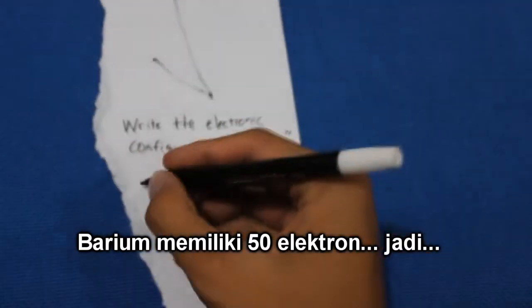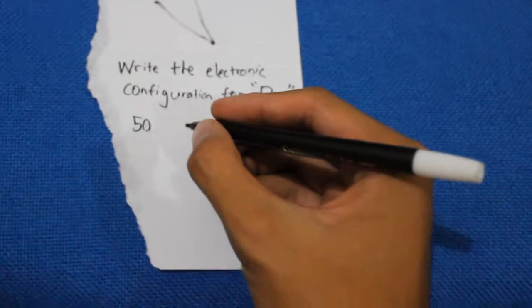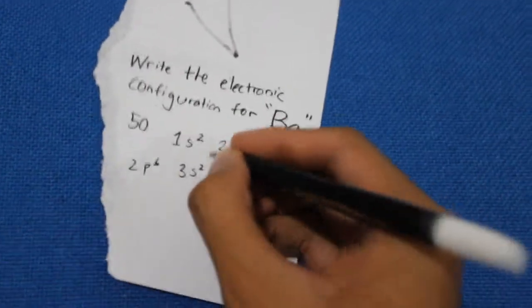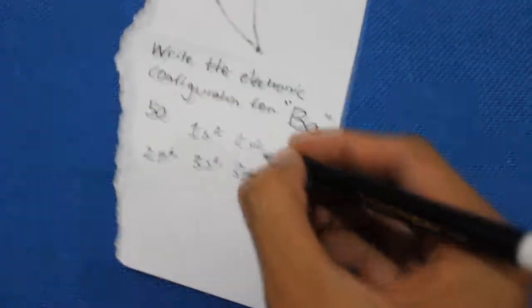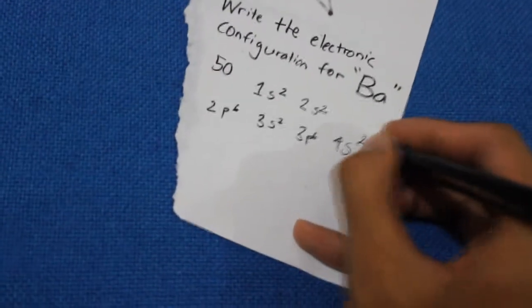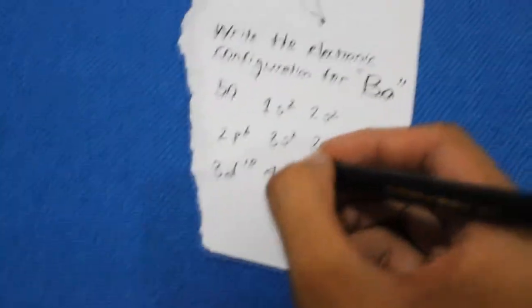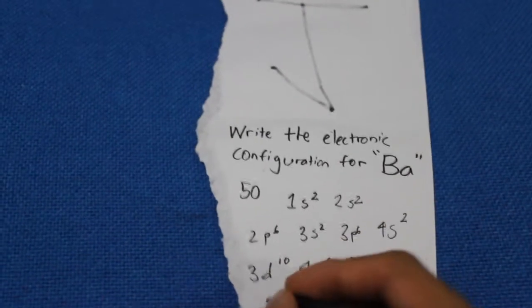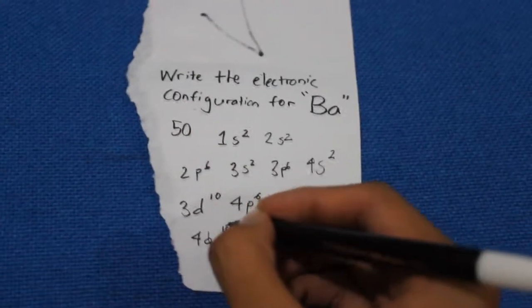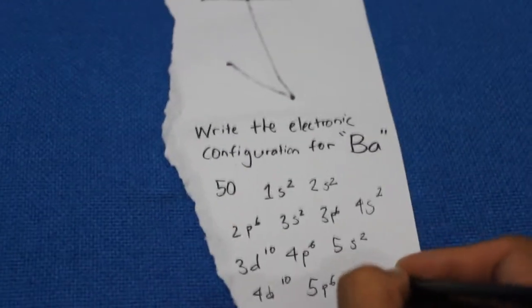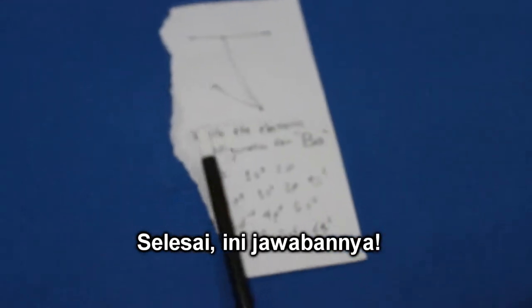Okay, so if barium has 56 electrons, then it's 1s2, 2s2, 2p6, 3s2, 3p6, 4s2, 3d10, 4p6, 5s2, 4d10, 5p6, and 6s2. Done. That's the answer.